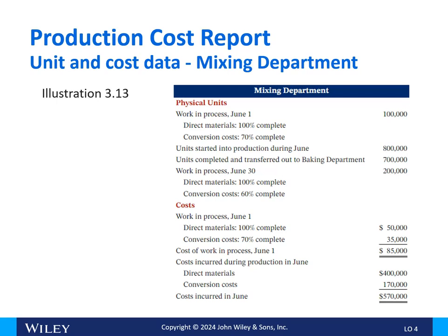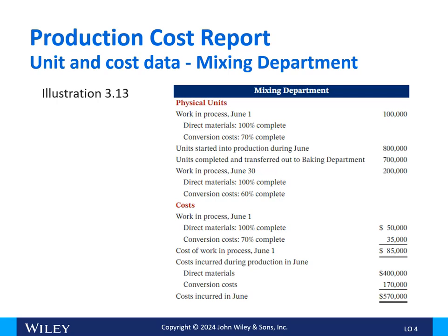The physical units, we had 100,000 work in process units on June 1st. We started 800,000 units into production during June. We had 700,000 units completed and transferred to the baking department. We had 200,000 units in work in process at the end of June, 100% complete for direct materials, 60% complete for conversion costs.